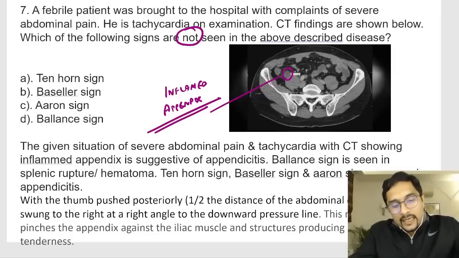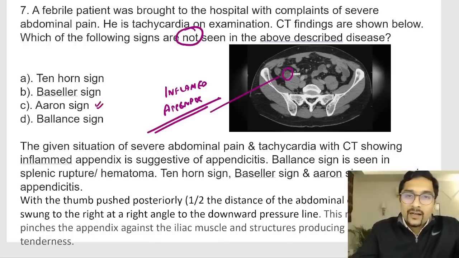Now we know that Aaron sign is a typical sign of appendicitis, right? And Aaron sign is pain in the epigastrium. Tenhorn sign is when you pull the right testis, there is pain in the right iliac fossa, right? And you also had the Bacillar sign. The Bacillar sign is also for acute appendicitis, right?